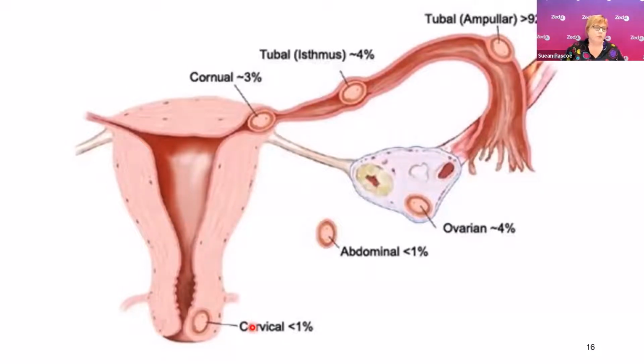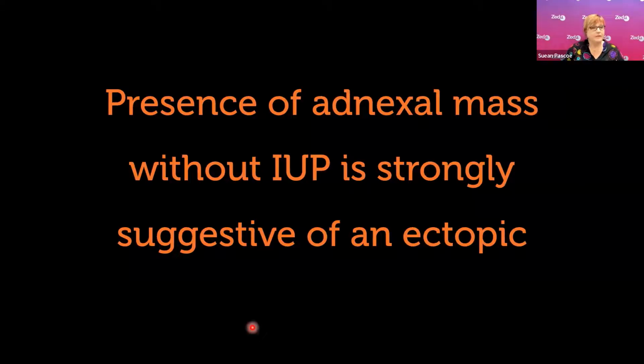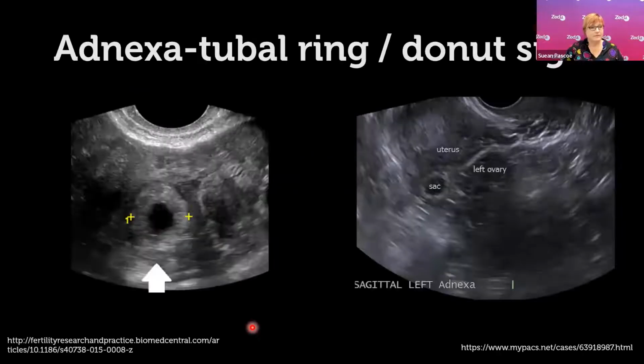So it's really important that we assess the uterus in its entirety and then look very carefully in the adnexa, trying to find the ectopic. If we see an adnexal mass, even if we can't definitively say that's the ectopic, the presence of that adnexal mass without an intrauterine pregnancy is strongly suggestive of an ectopic, and you manage it in the same way as if it was ectopic until you prove otherwise.